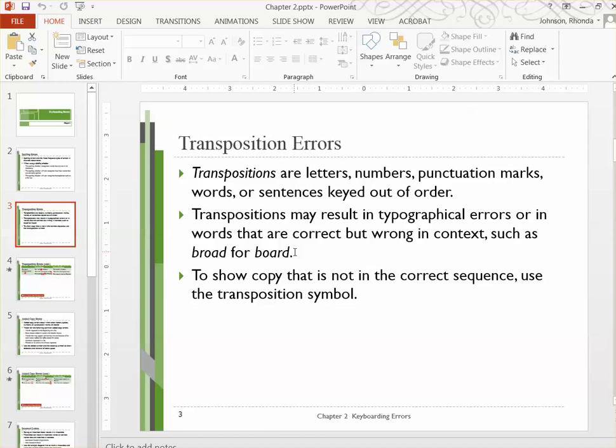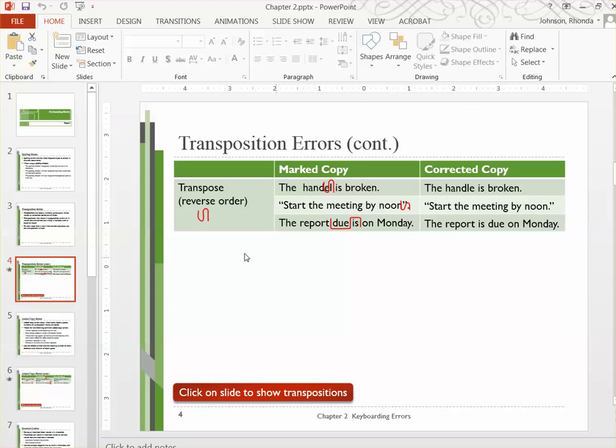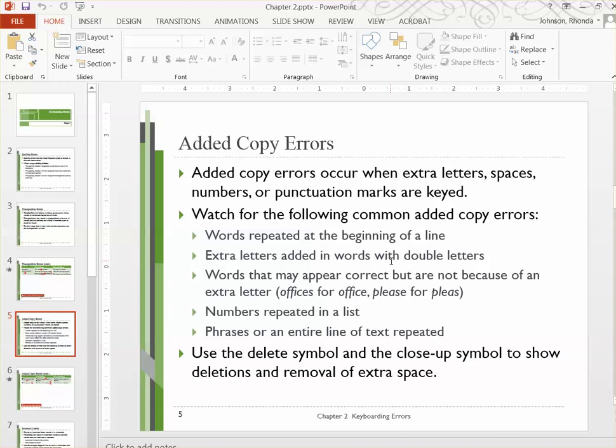Now, if you were a proofreader and you were using the proofreading mark to identify that type of error, it looks like this. This is the transpose mark. And you'll see there's 3 different examples of how it's being used. So handle, noon. This is transposed because the period should be before the quotation marks. And then these 2 words are reversed. It should say the report is due on Monday. Let's look at the next one.